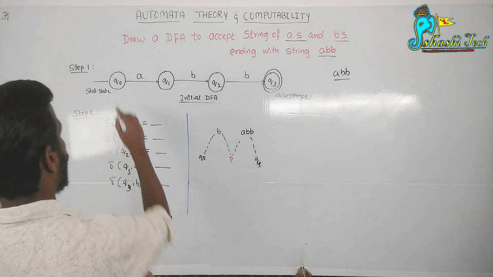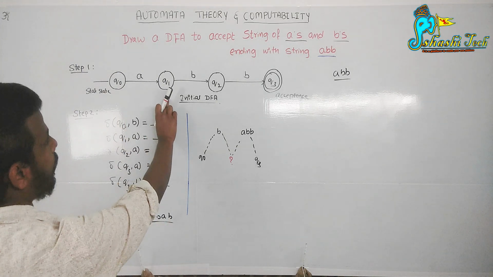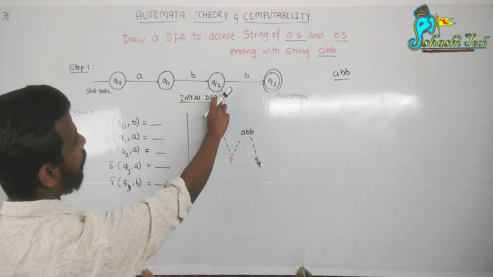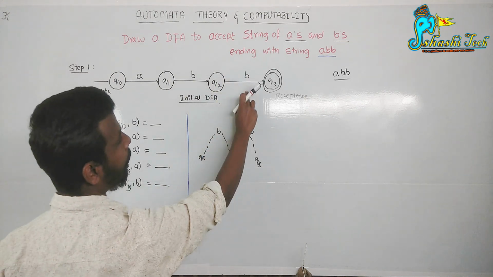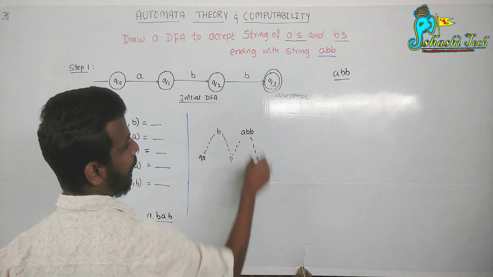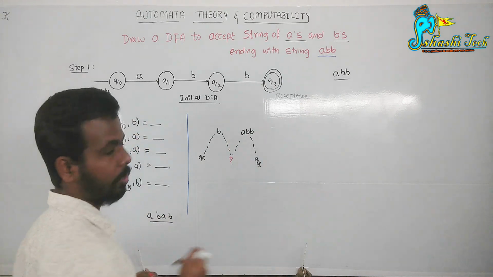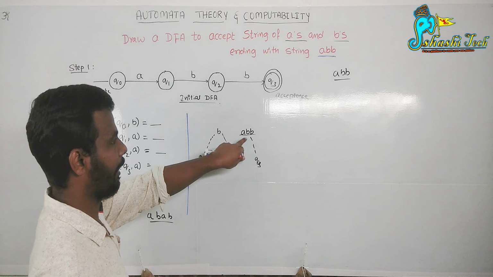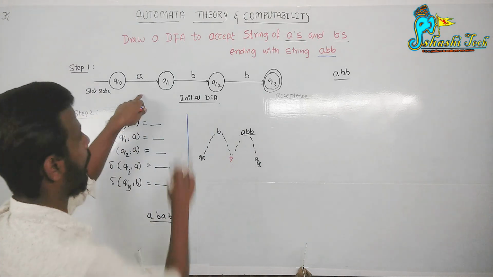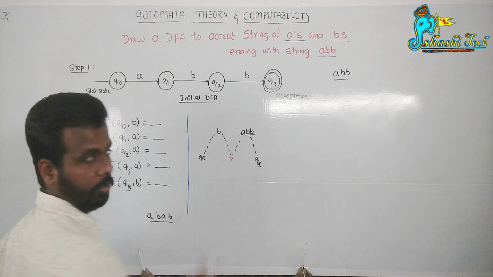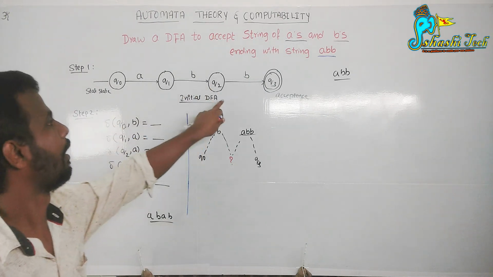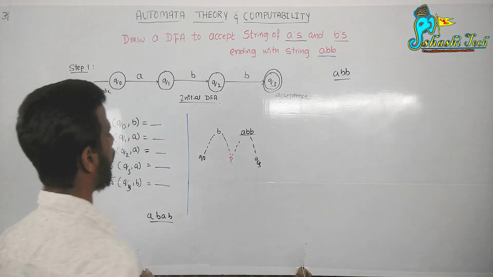You can write Q0 upon accepting A is going to reach the Q1 state. Q1 upon accepting B is going to reach the Q2 state. Q2 upon accepting B is going to reach the Q3 state. Like this it goes on. So, in order to save space, I have written directly ABB, and it is going to reach the Q3 state. I have skipped writing Q1 and Q2.